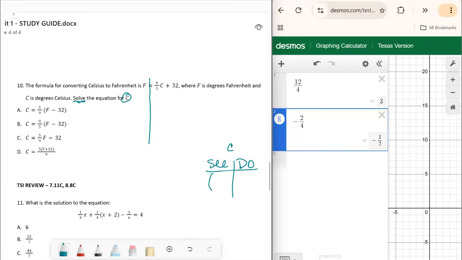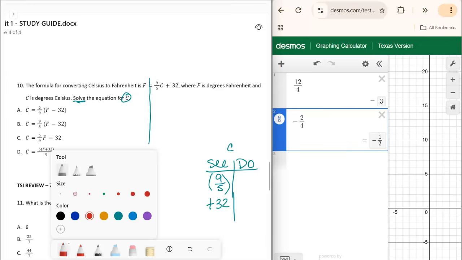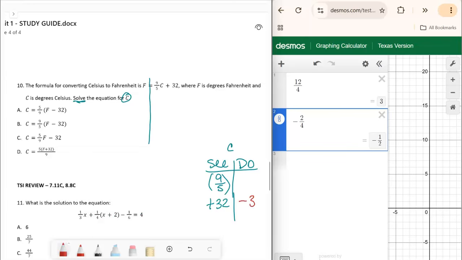My C is multiplying by 9/5, and they added 32. So the first thing is to subtract 32 from both sides. So minus 32, minus 32, so that the 32 can cancel. And we read it that says F minus 32, so I write down F minus 32 equals 9/5 C.